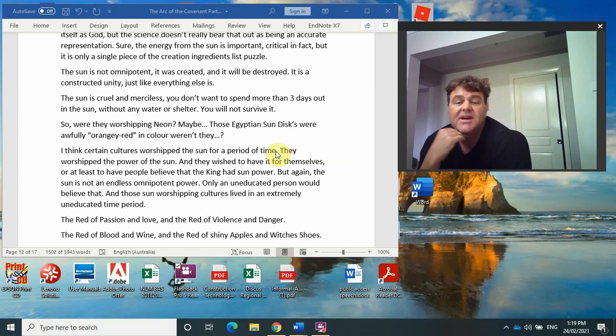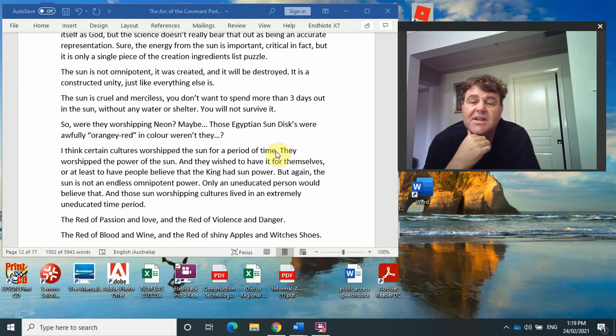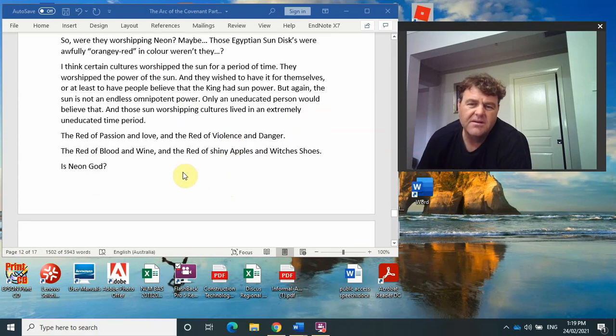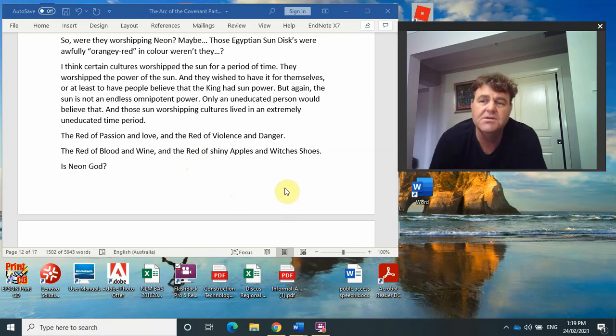So the red color, we see it as passion and love, but also violence and danger. And the red, the blood and the wine, and the red of apples, shiny, tempting apples, and witches' shoes.